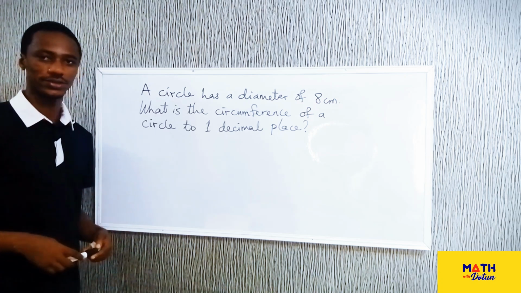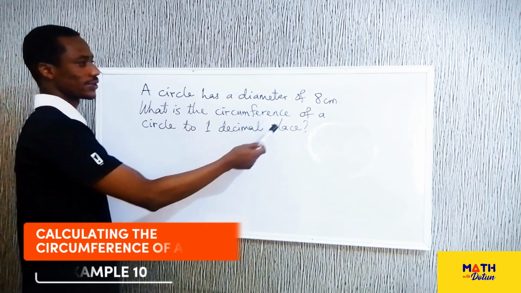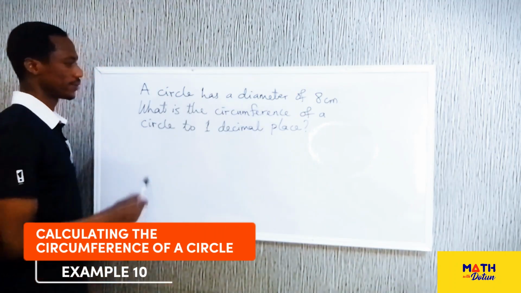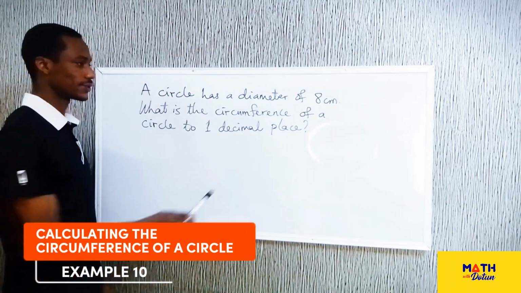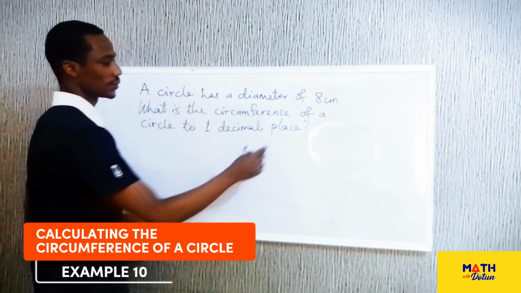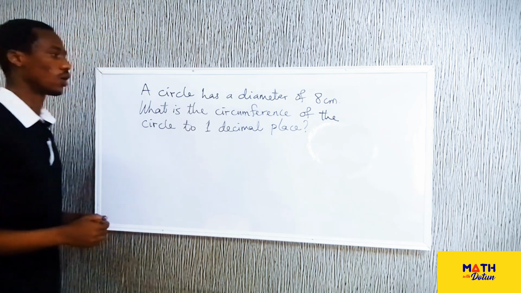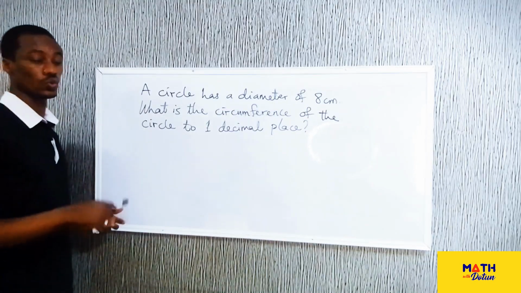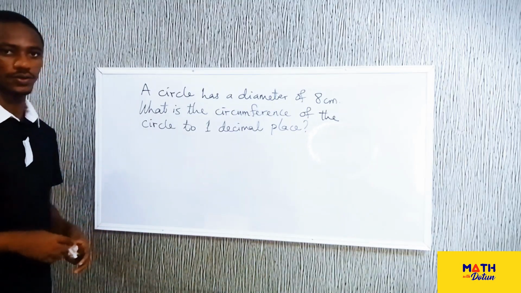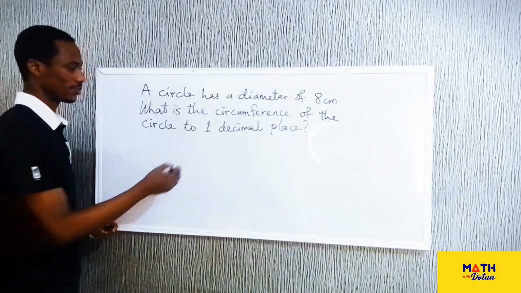We have a question on the circumference of a circle. A circle has a diameter of 8 centimeters. What is the circumference of the circle to 1 decimal place?